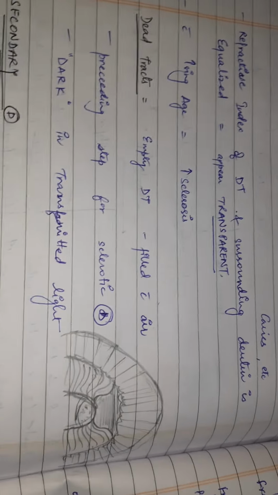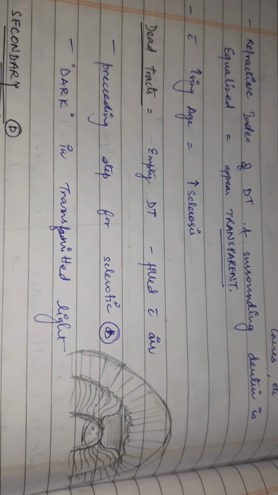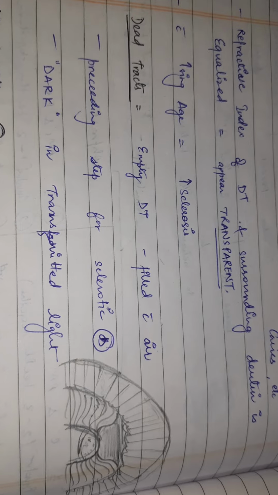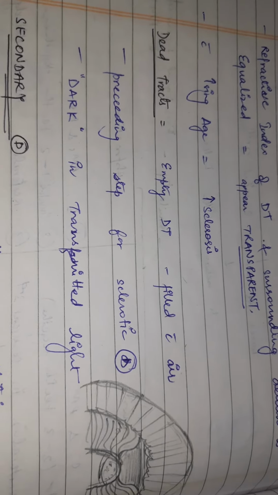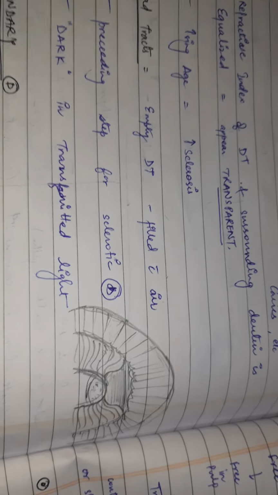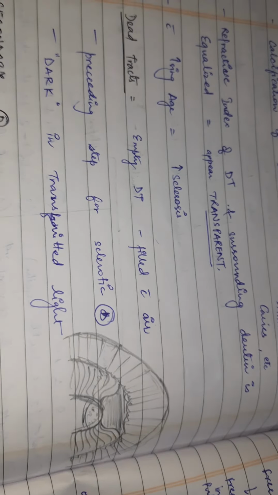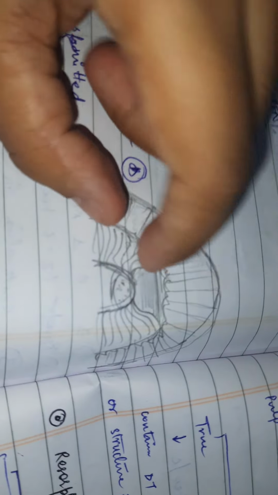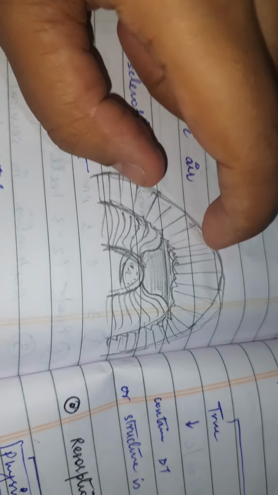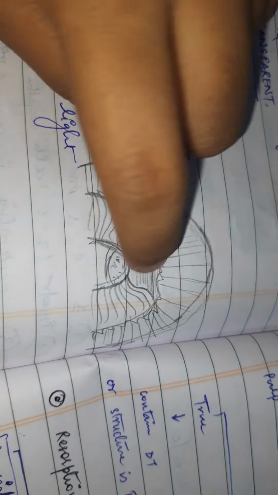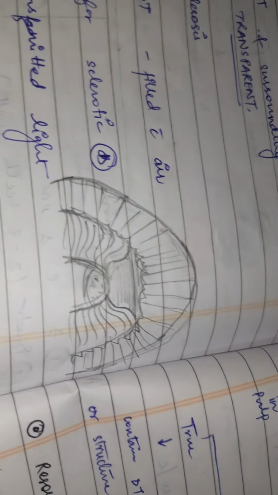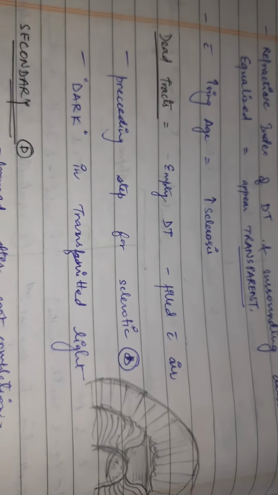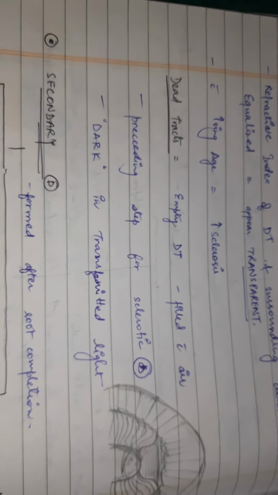Dead tracts are empty dentinal tubules filled with air. They are the preceding step for sclerotic dentine. Dead tracts occur before sclerotic dentine. This is how we can remember: a dead tract is filled with air, so it occurs before, and then sclerotic dentine will form. It appears dark in transmitted light.